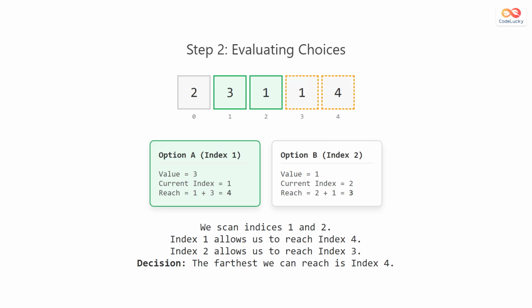We check the options. Index 1 has a value of 3. From there, we can reach index 4. Index 2 has a value of 1. From there, we can only reach index 3. Comparing the two, index 1 gives us a greater reach, so our new maximum reach is index 4.